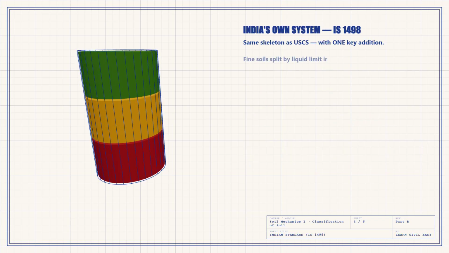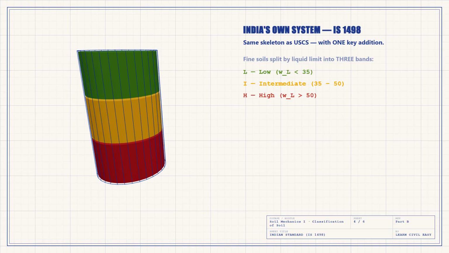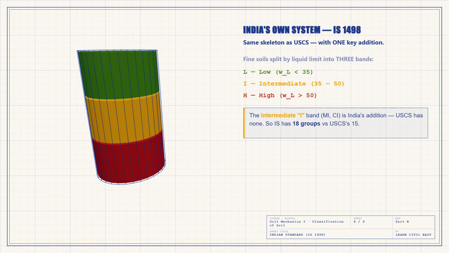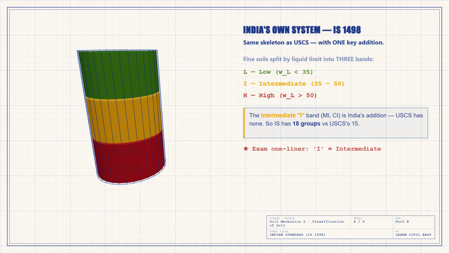Now, India has its own version, the IS 1498 system. It uses the very same skeleton as USCS, but with one important addition: where USCS gives fine soils just 2 plasticity levels, the Indian system gives 3 based on the liquid limit: low written L below 35, intermediate written I from 35 to 50, and high written H above 50. That extra intermediate band gives us new groups like MI and CI.